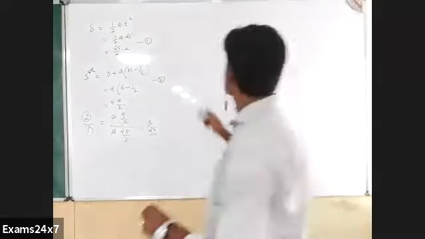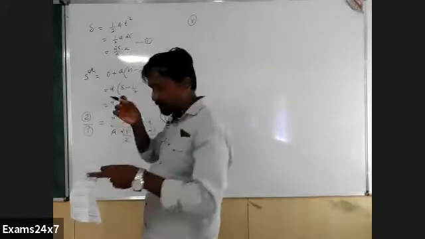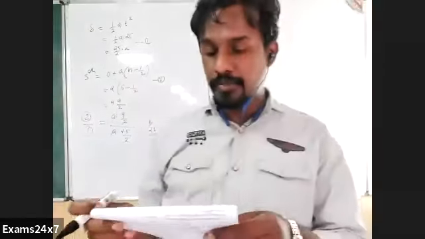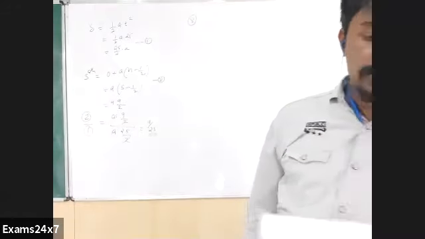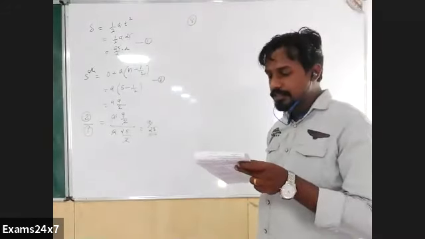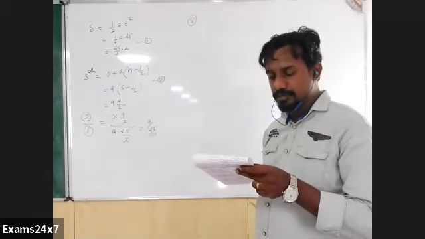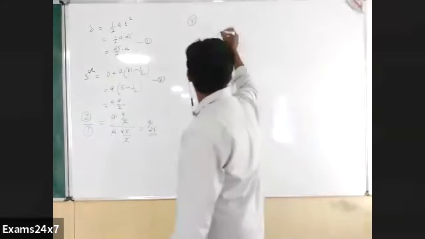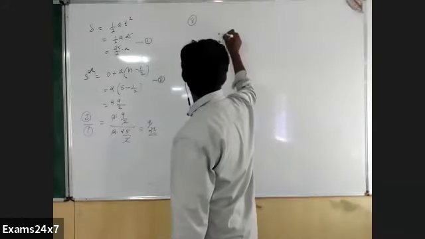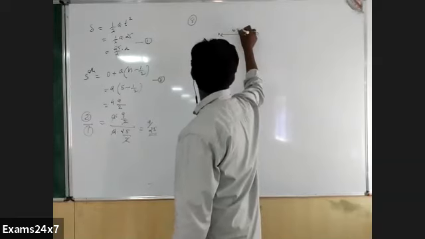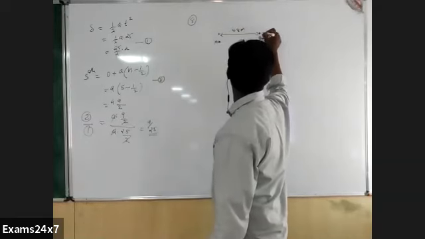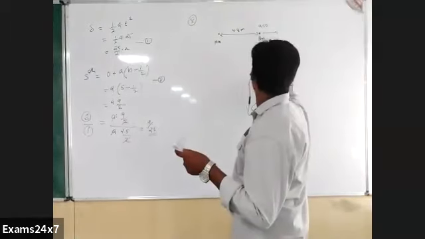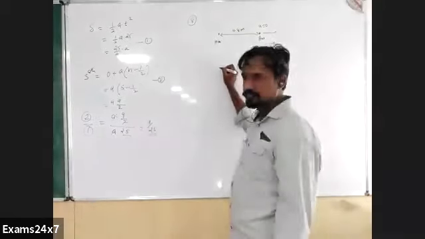8th question. Bus begins to move with an acceleration of 1 meter per second square. A man who is 48 meter behind the bus starts running at 10 meter per second to catch the bus. The man will be able to catch the bus after? Man is here, 48 meter, bus is here. u is 0 for the bus. Acceleration is 1 meter per second square.